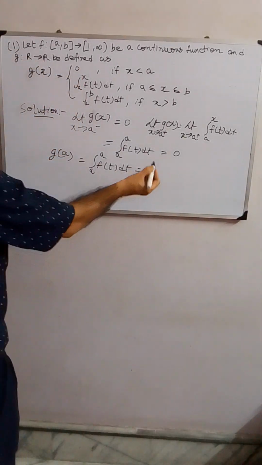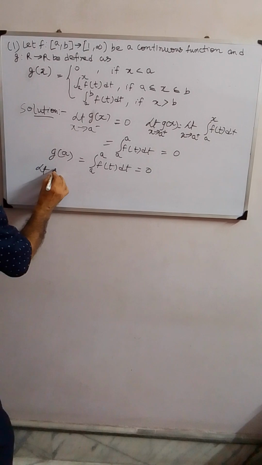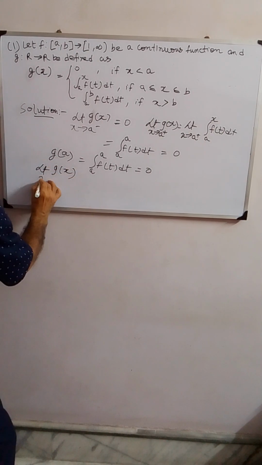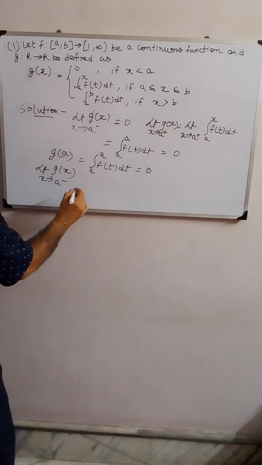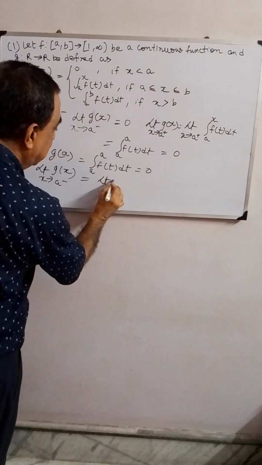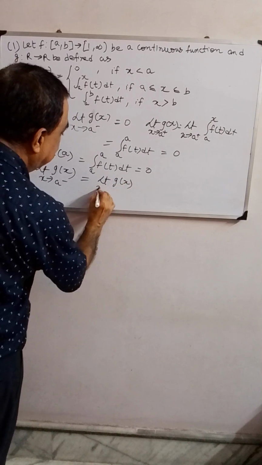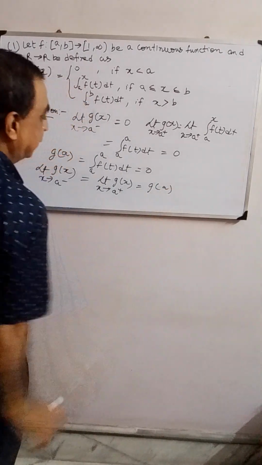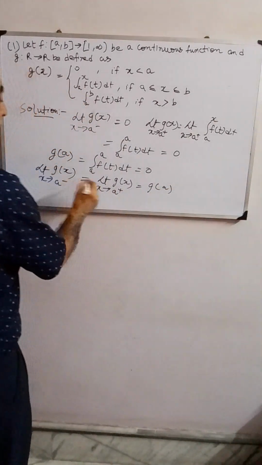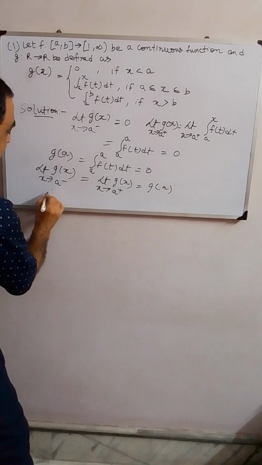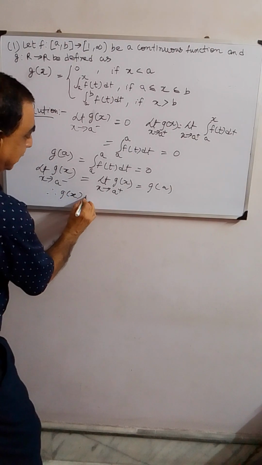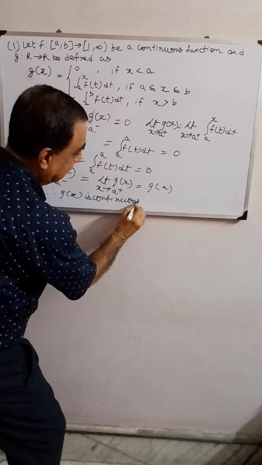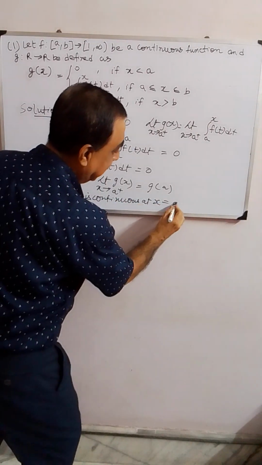So what we are getting? The limit of g(x) when x tends to a minus is equal to the limit of g(x) when x tends to a plus, which is equal to g(a). So g(x) is continuous at x equals a.